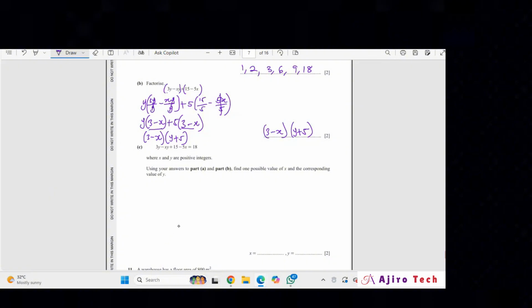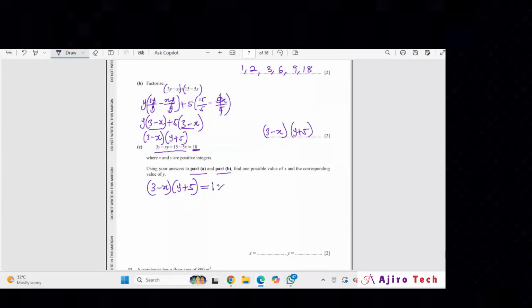So if I do this now, you can see we have already factorized this. And the factorized form is what? 3 minus s, then brackets y plus 5. Since it's in factor form, use your answer in part A and part B. Now, it's equal to 18. Now, what are the factors of 18?